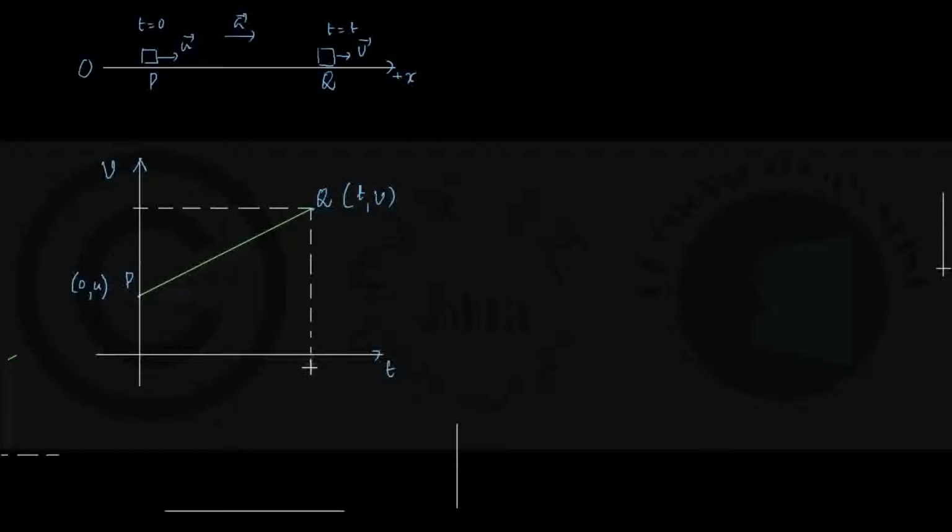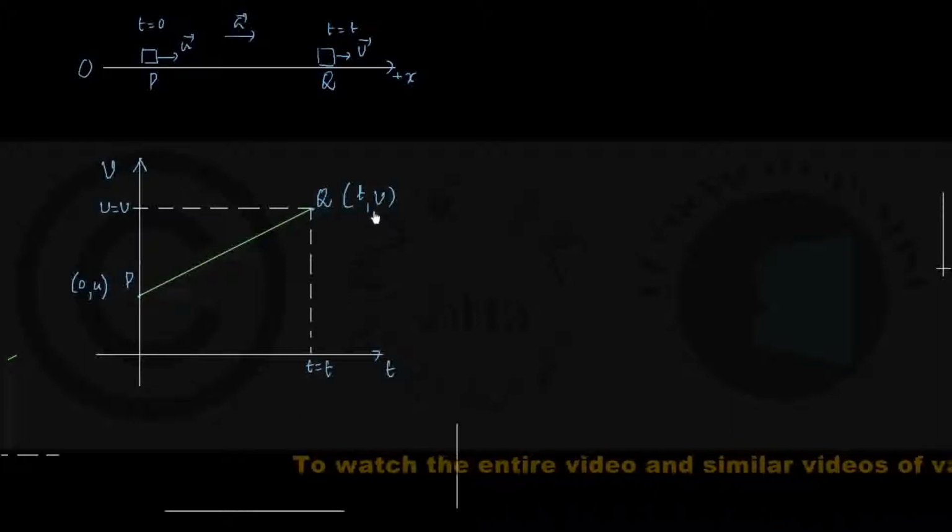As you can see here, if I could drop perpendiculars onto the t-axis and v-axis respectively, I know that this point's coordinate is t, and here where I have dropped a perpendicular on the v-axis, the value of v is v. This is the meaning of coordinates t comma v.